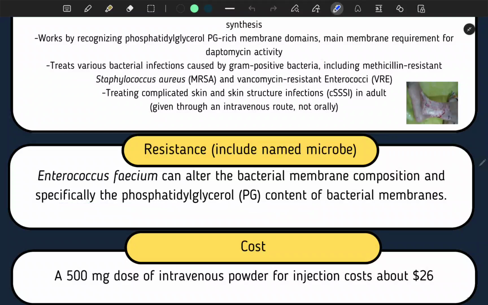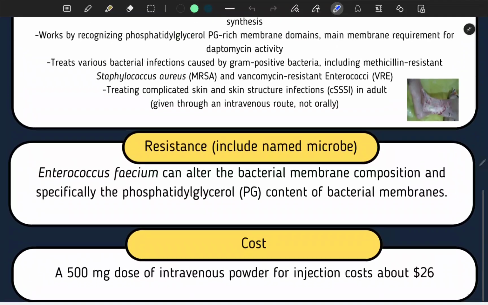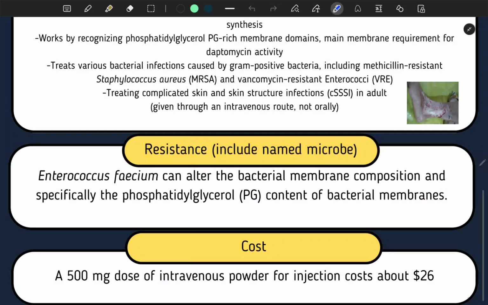And in this case, Enterococcus faecium is able to alter its membrane composition, which causes this bacteria to be resistant to daptomycin. And as for the cost, the daptomycin is actually costing about $26 per dose of injection, which is equivalent to around 100 ringgit.